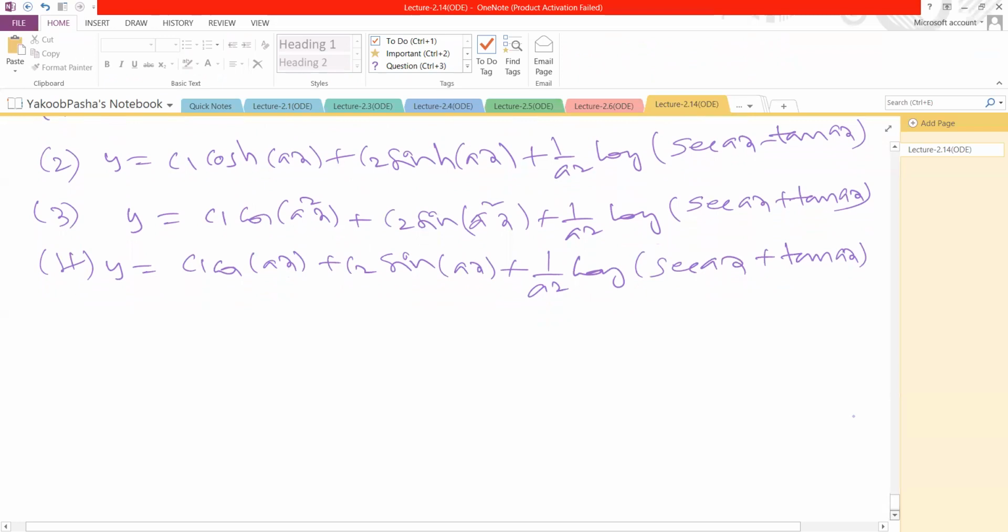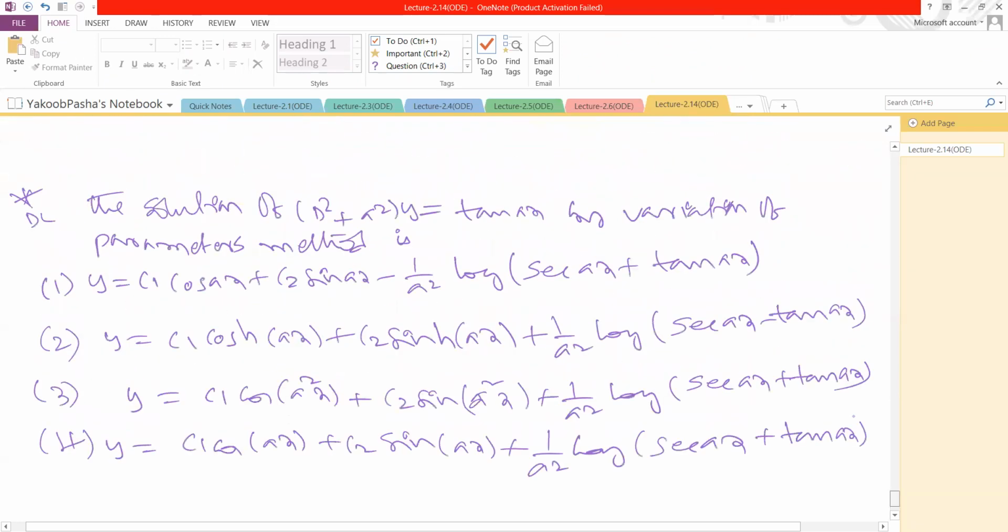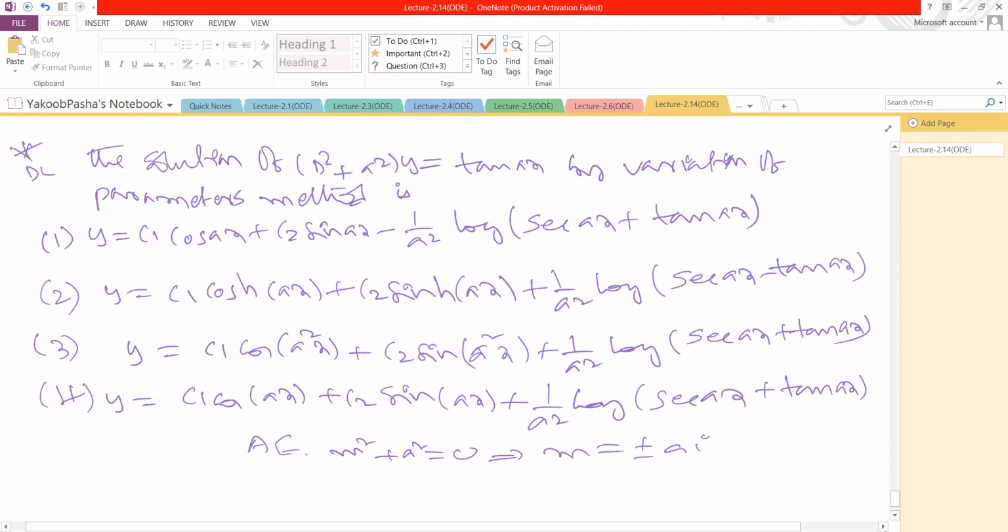Okay. Now I'm seeing the options here. The roots of the quadratic equation. Here, the auxiliary equation is m square plus a square equal to 0. So m is equal to plus or minus ia. When m is equal to plus or minus ia, then the complementary function yc is c1 cos ax plus c2 sin ax.